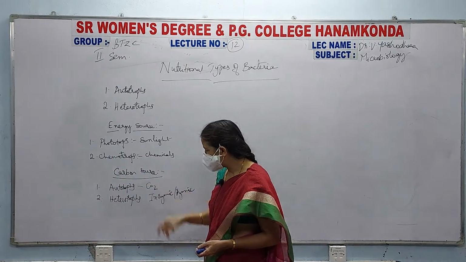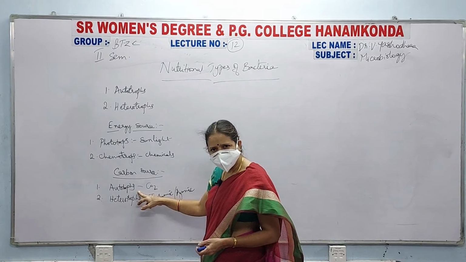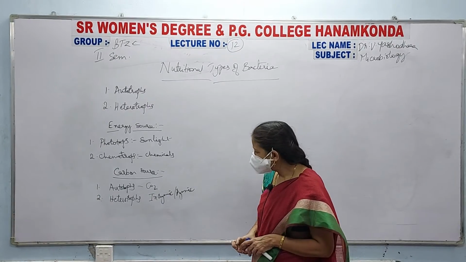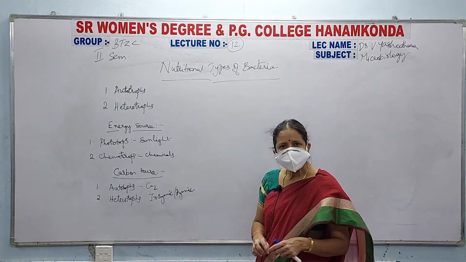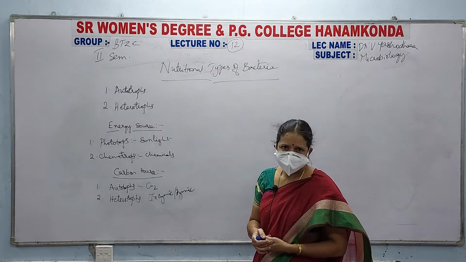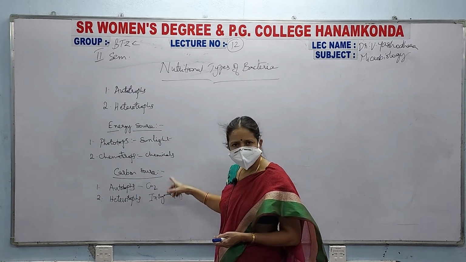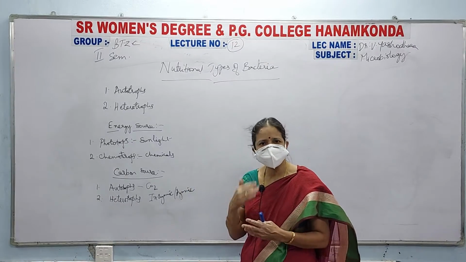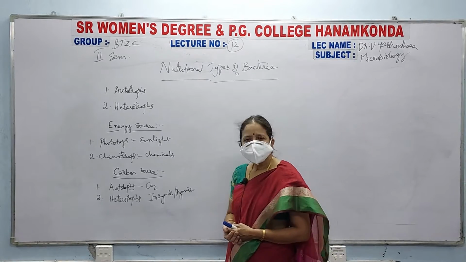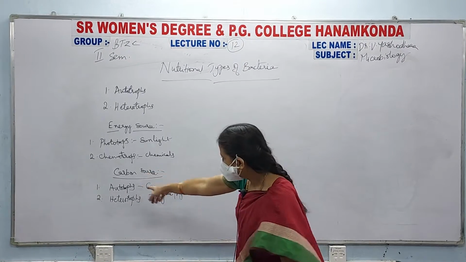Now coming to the carbon source. Based on the carbon source, microorganisms are classified into two types, autotrophs and heterotrophs, depending on which type of carbon they use. Autotrophs are the organisms that directly use carbon dioxide as the carbon source, and heterotrophs are the organisms that use organic and inorganic substances as their carbon source.